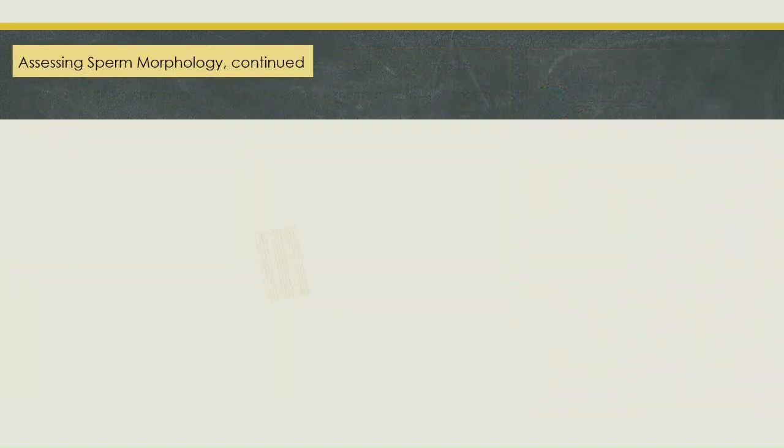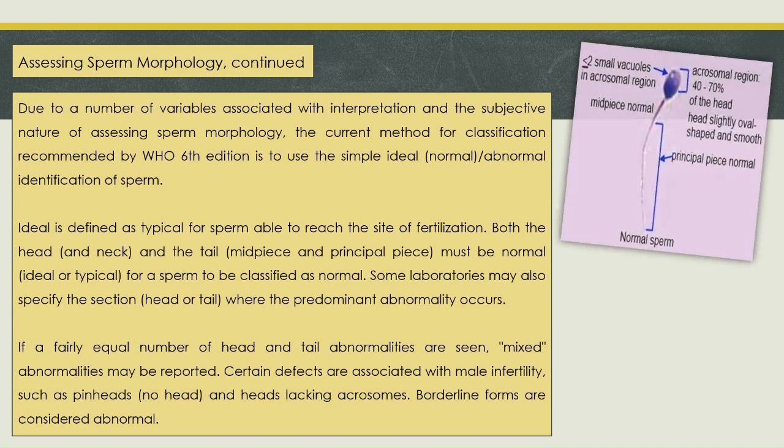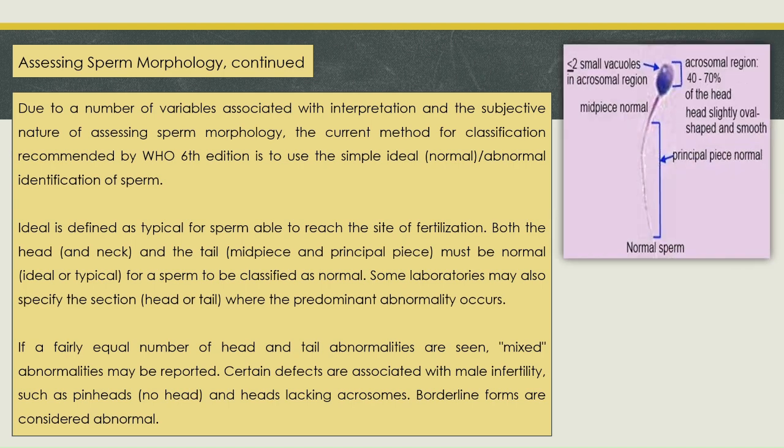Due to a number of variables associated with interpretation and the subjective nature of assessing sperm morphology, the current method for classification recommended by WHO 6th edition is to use the simple ideal, normal/abnormal identification of sperm. Ideal is defined as typical for sperm able to reach the site of fertilization. Both the head and neck, and the tail, mid-piece and principal piece, must be normal, ideal or typical, for a sperm to be classified as normal.